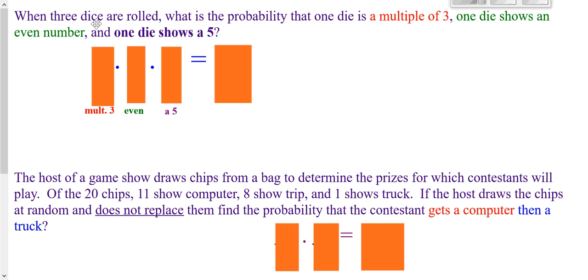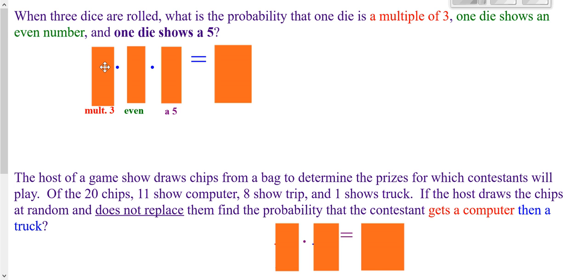Okay, so we're rolling 3 dice. So our dice is being rolled 3 times. So we want to get a multiple of 3. Then we get 1 dice that shows an even number. And then we want to get a dice that shows a 5.